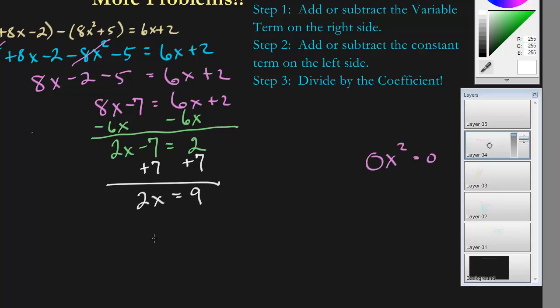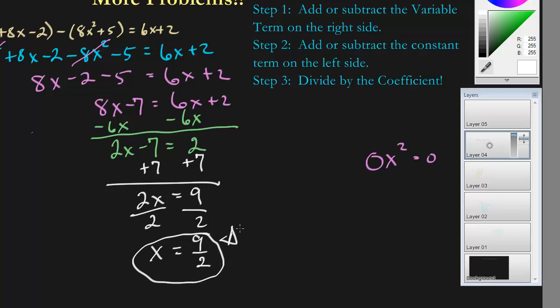2x equals 9. And finally, I'm going to divide by that coefficient of 2, just like you would expect. And again, we have a fraction here because 2 does not go into 9. That's 9 halves. And that does not have any common factors to reduce, so you're going to leave it improper. Final answer. Have a good day.